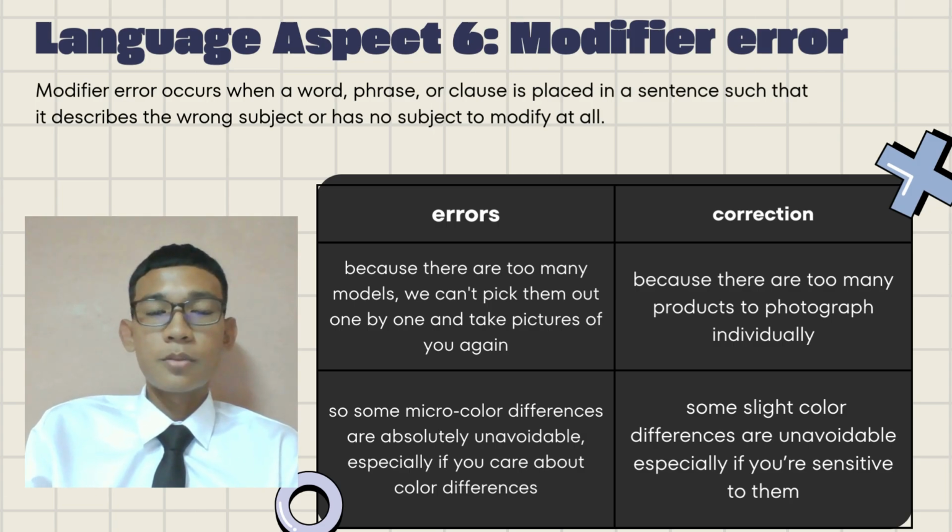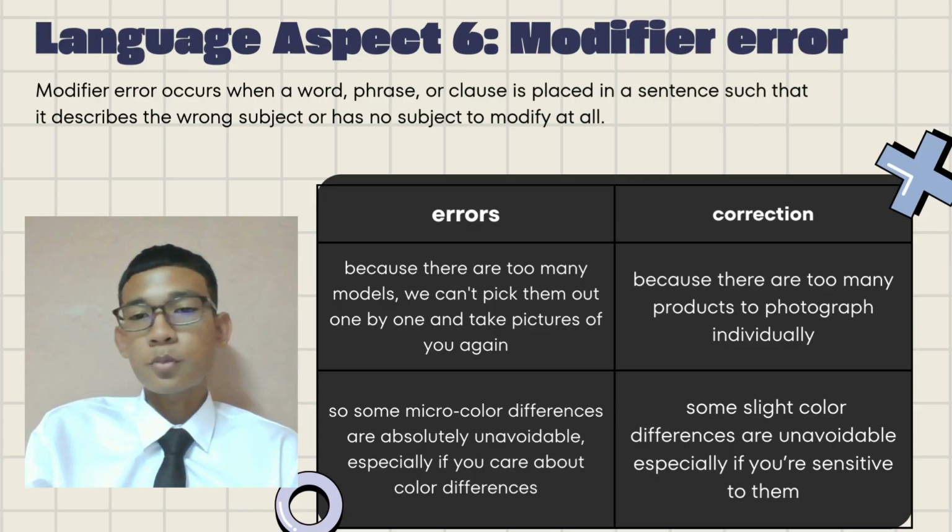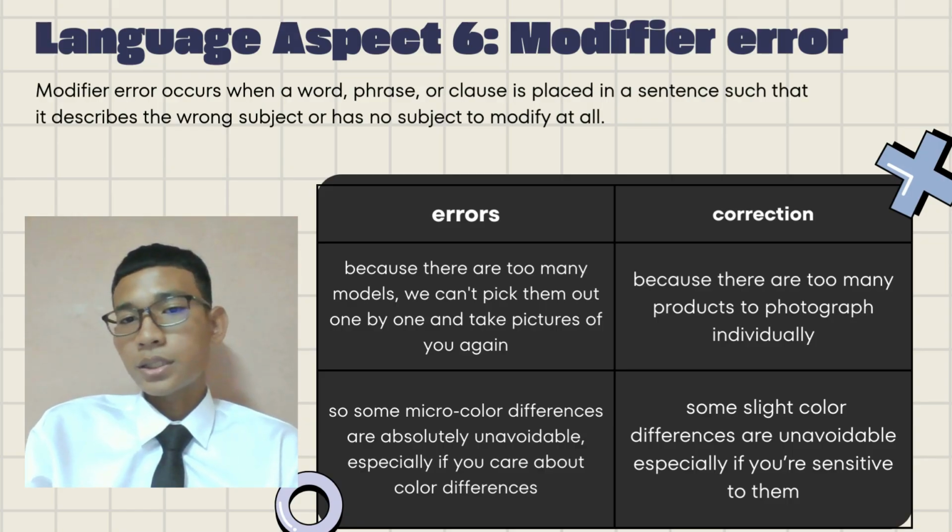So I will be talking about modifier error. A modifier error occurs when a word, phrase, or clause is placed in a sentence so that it describes the wrong subject, or it has no subject to modify at all. As you can see for the error here, "because there are too many models, we can pick them out one by one and take pictures of you again." The usage of "you" incorrectly refers to the customer instead of the product. So we correct it by using "individually".